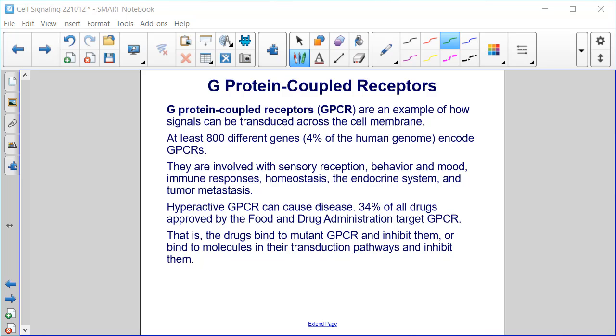Hyperactive GPCR can cause disease. 34% of all drugs approved by the Food and Drug Administration target GPCR. That is, the drugs bind to mutant GPCR and inhibit them, or bind to molecules in their transduction pathways and inhibit them.